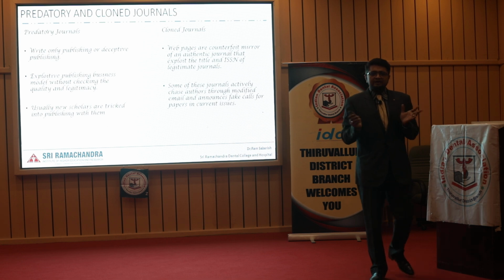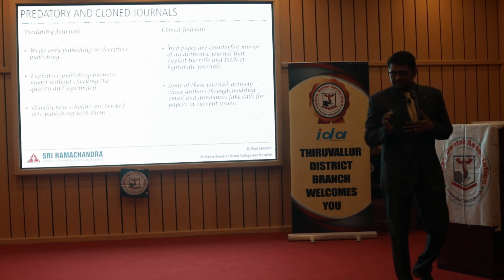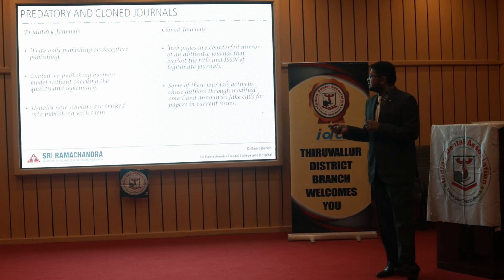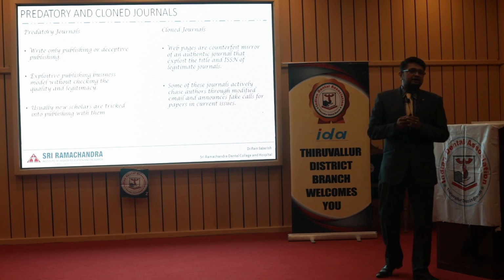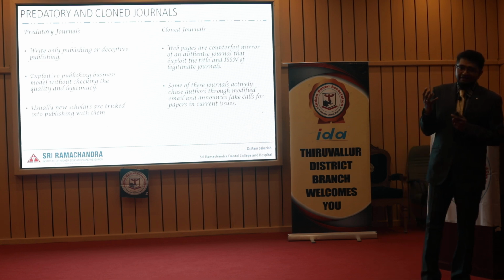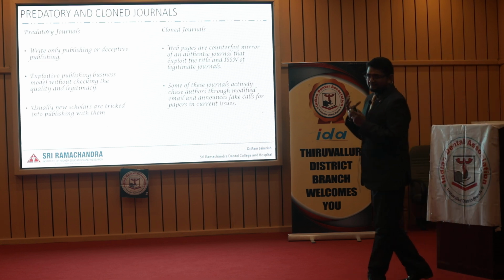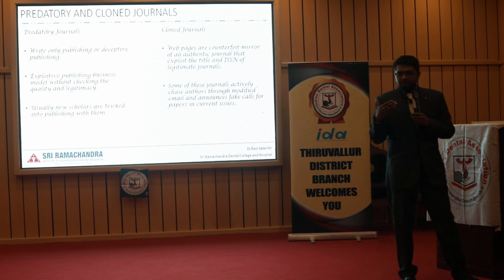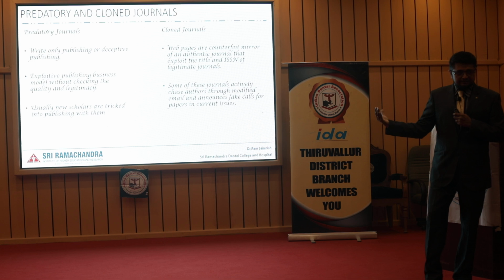So what do I mean by a predatory or a clone journal? These two terms, we might think are the same, but they are not. For predatory journals, for publishers as well as reviewers, you have something called the COPE guidelines. COPE guidelines is a code of ethics for publishers. Just like how we have ethics to be followed for conducting research, we have publication ethics.